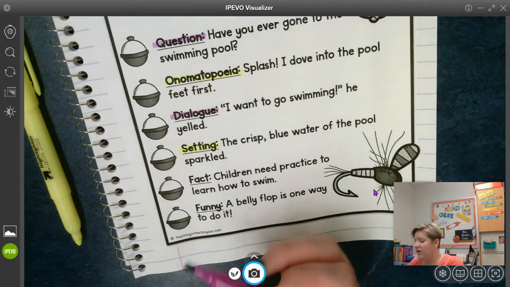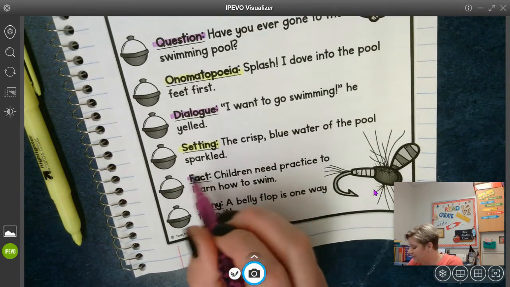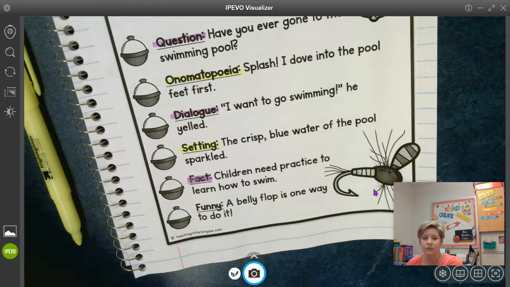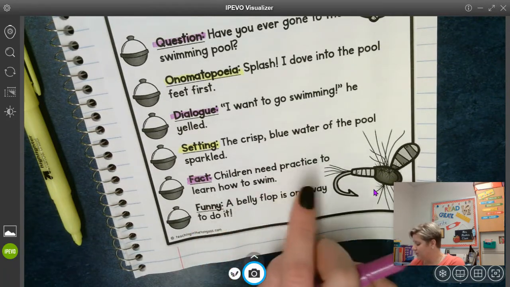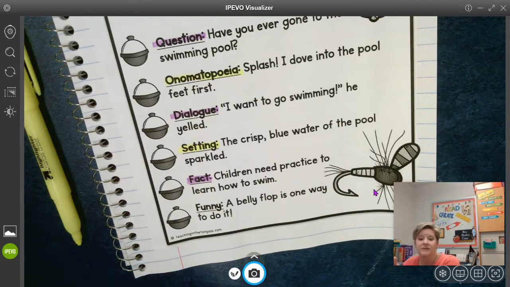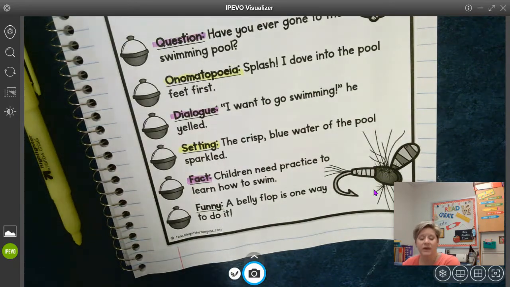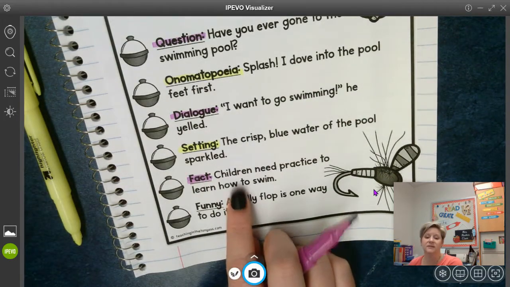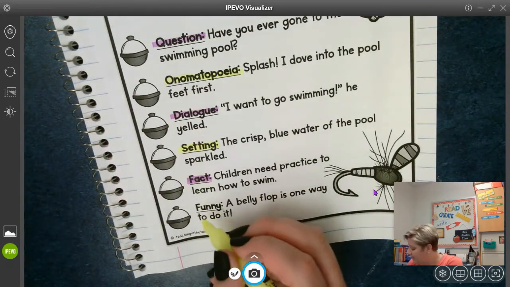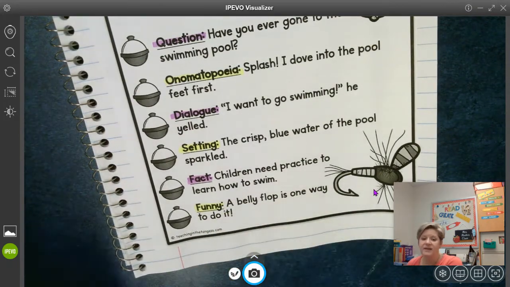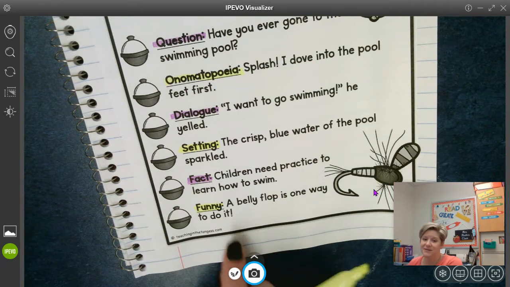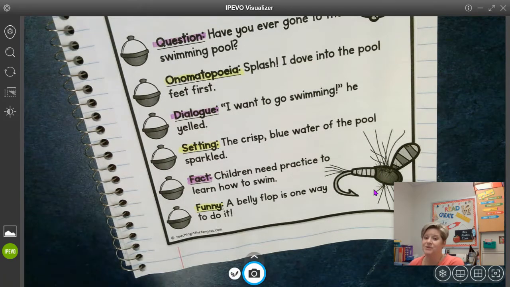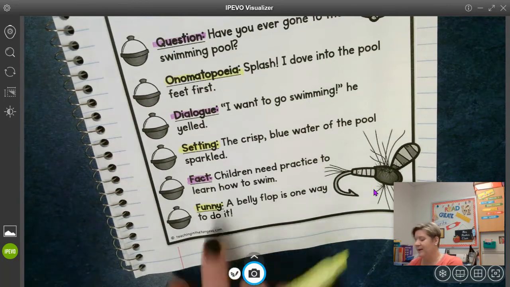Another way to get your audience involved and thinking is by using a fact. So remember, facts are truths. They're not something we made up. Children need to practice to learn how to swim. Well, that's a fact. If you want to learn how to swim, you need to practice, and it's important to learn how to swim. So this is a fact. And then you could always try to be funny to make your audience laugh and make them want to read more. So a belly flop is one way to do it. The reader will be able to picture somebody belly flopping into the pool and how funny that can be.